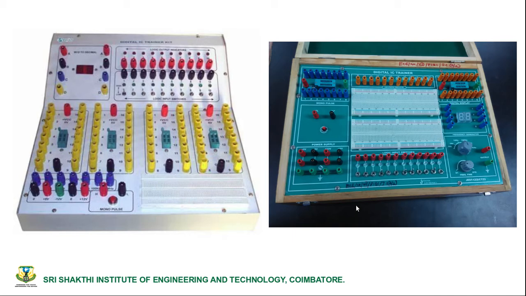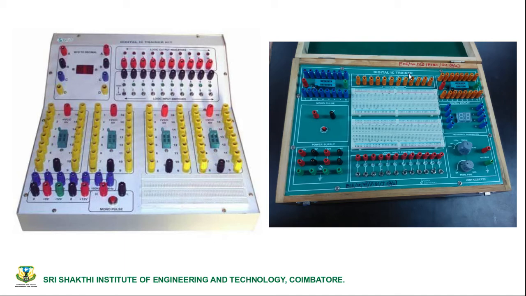Okay, and this is a trainer including a breadboard, right? In the breadboard you can connect as many ICs as you want. This will act as the input, right? These are the input switches, this is a toggle switch. If you toggle it, the light will turn on, indicating whether the input is 1 or 0.